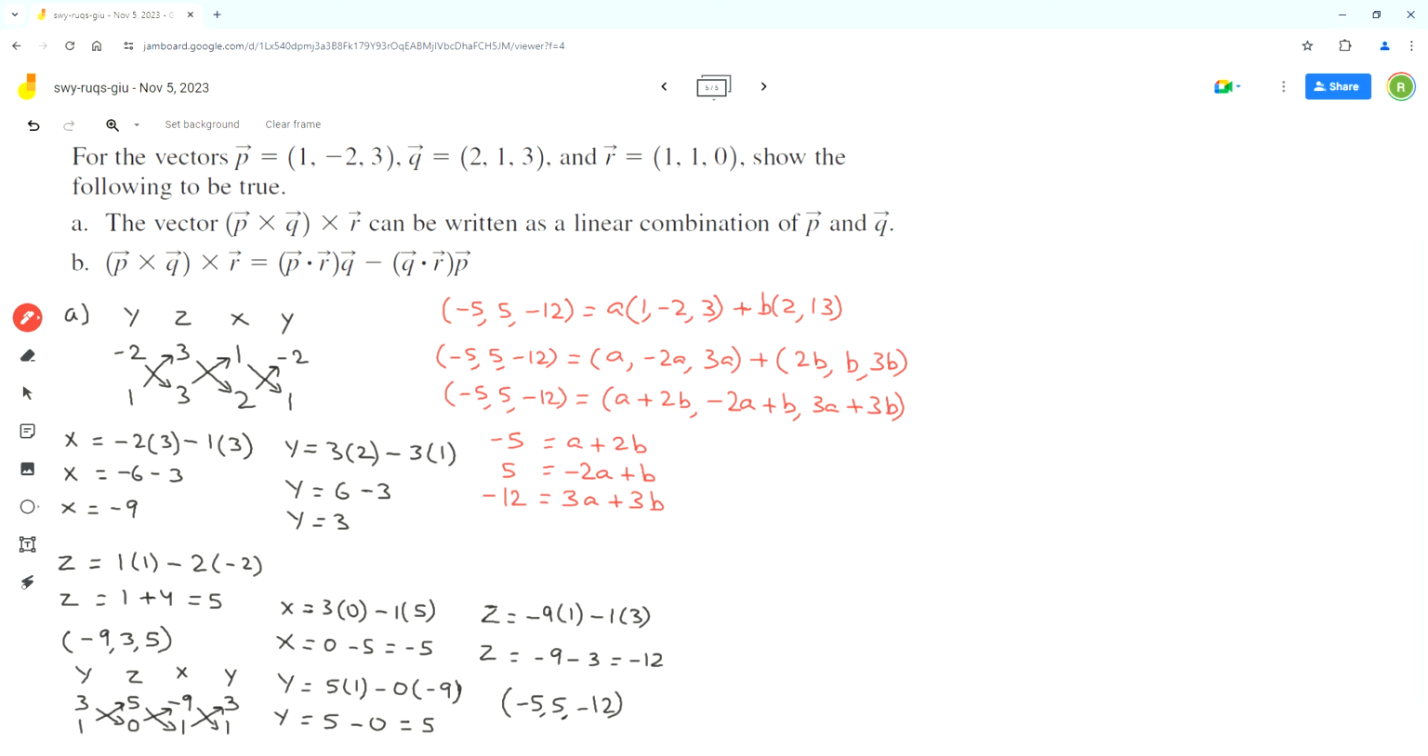We can simplify this third equation by dividing each term by 3. So these are the three equations we have to use to find out whether the cross product can be written as a linear combination of vectors P and Q. We'll use two of these three equations to find the value of A and B. So we can use the first equation and this last equation.